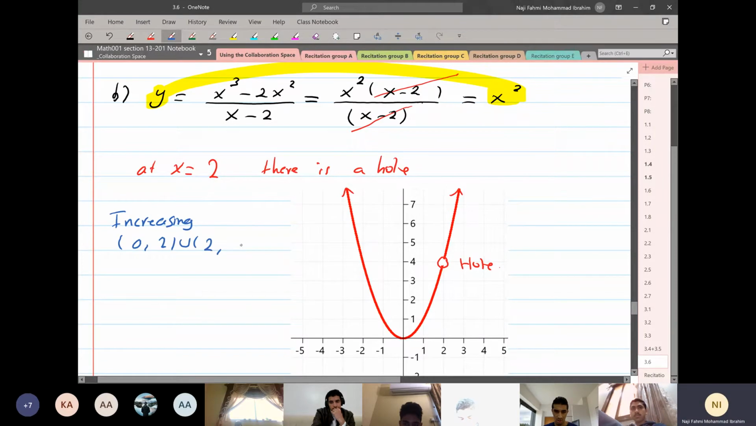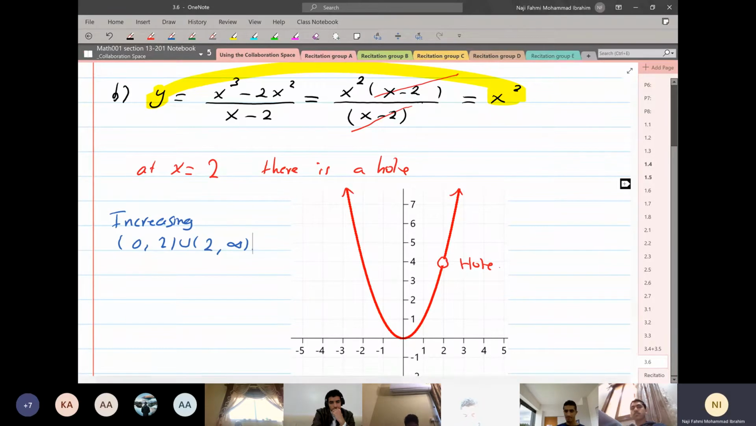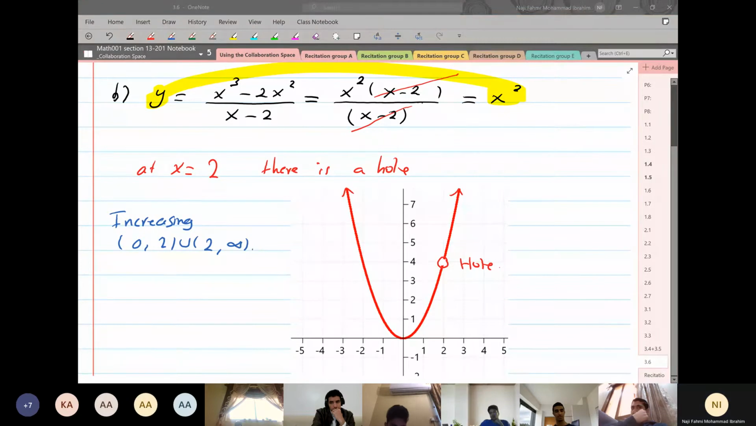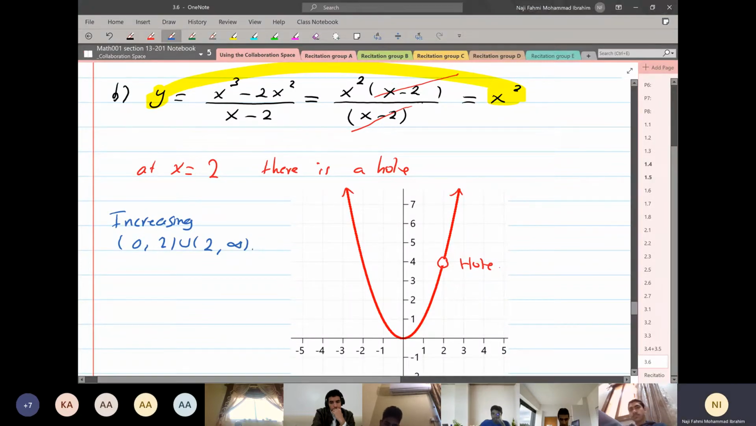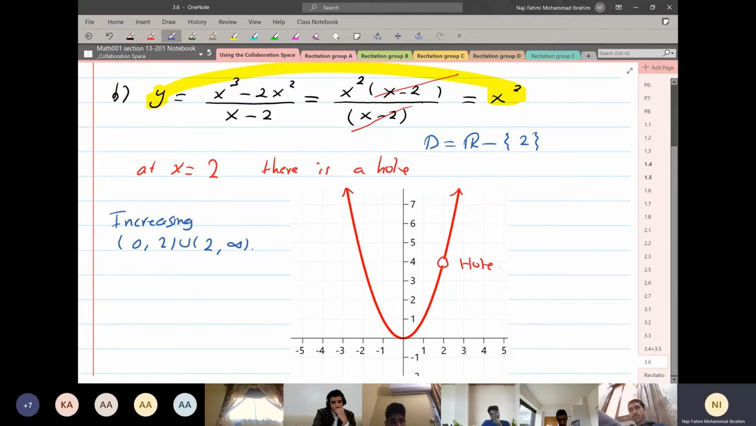Thank you very much. Excellent. From 0 to 2, then from 2 to infinity, because 2 should not be included. Osama, you're raising your hand. About the domain, it will be all the numbers except 2. That's right. So the domain is all real numbers except 2. We said the domain, we have to find it before we simplify. And the vertical asymptotes, we find them after we simplify. Okay?